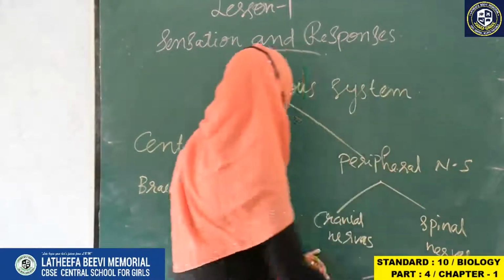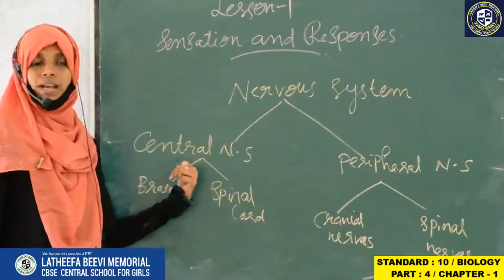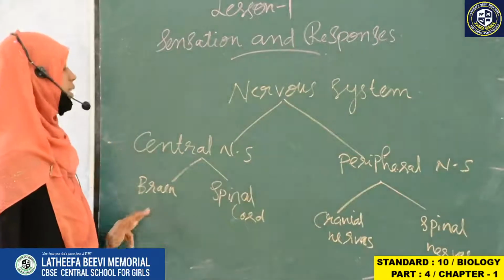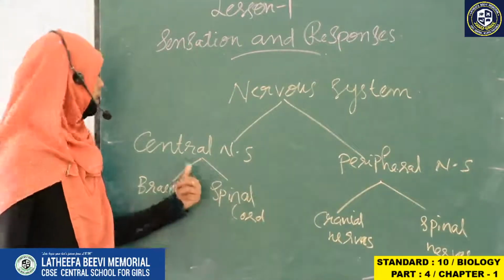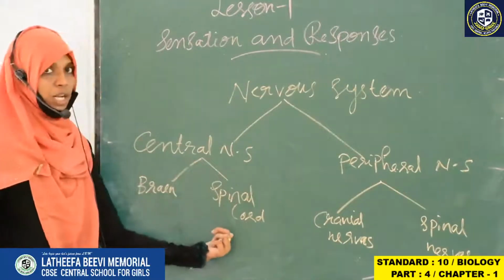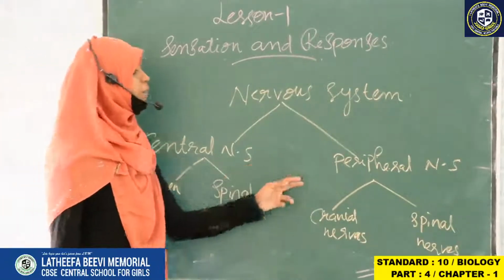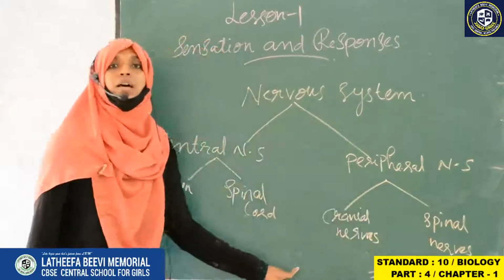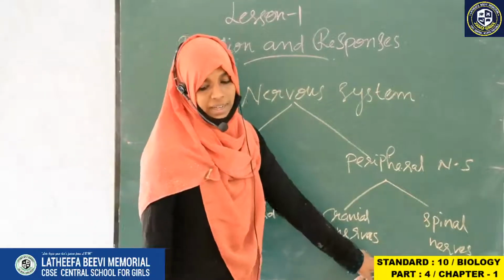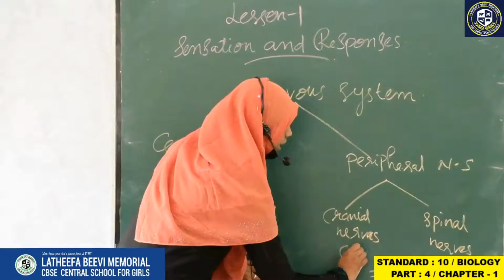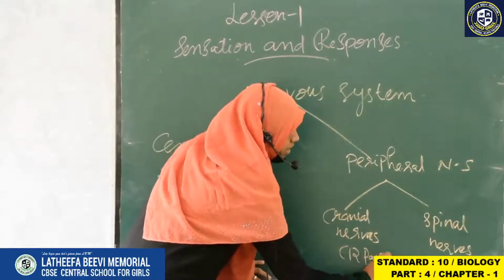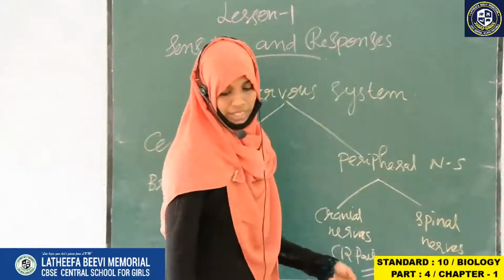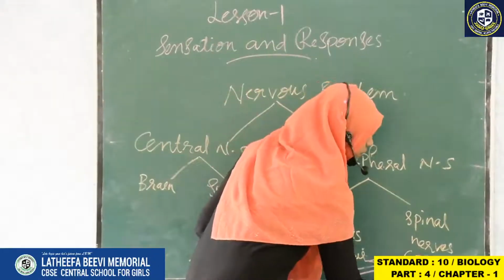So the nervous system consists of two parts: central nervous system and peripheral nervous system. In the central nervous system there is the brain and spinal cord. We already learned that. And in the peripheral nervous system there are cranial nerves and spinal nerves. The cranial nerves are 12 pairs and the spinal nerves are 31 pairs. Okay.